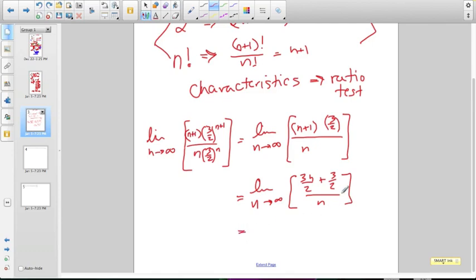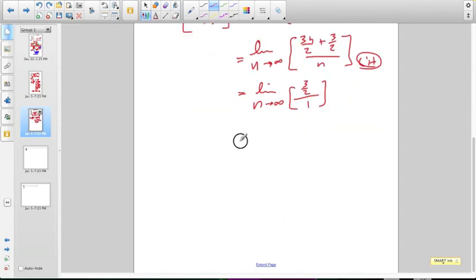And I'm going to go ahead and do L'Hopital's on here. So limit as n goes to infinity, derivative of 3/2 n is 3/2, derivative of 3/2 is 0 over 1. And so 3/2 over 1 is 3/2. So that happens to be larger than 1. So in other words, our terms are getting bigger as we write them and add them to the sum. So we know the sum is eventually going to become infinite. So this diverges because of the ratio test.